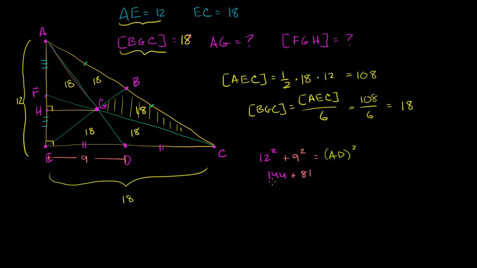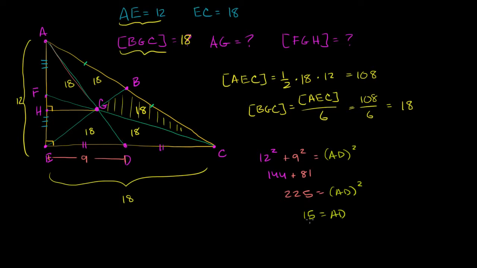So this is 225. So we have 225 is equal to AD squared. And 225, you may or may not recognize, is 15 squared. So AD is equal to 15. You want to take the principal root, the positive root, because we're talking about distances or lengths of sides.